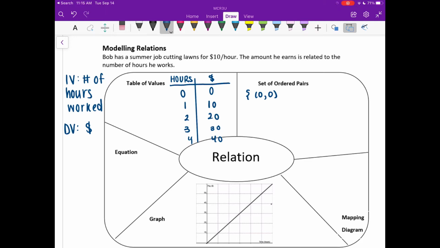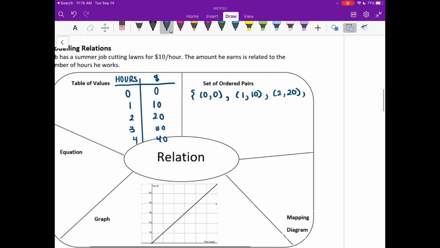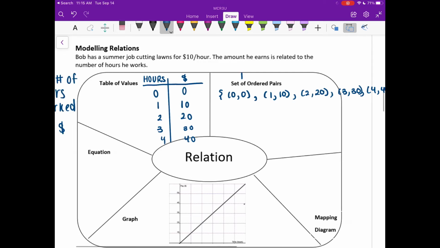Then we're going to draw our set of ordered pairs. Our set of ordered pairs is just the coordinates. So we ask, what's x and y? 0, 0. Then we have 1 and 10. Then we have 2 and 20, and then 3 and 30. Just the x and y's from the table of values, put into a set of coordinate pairs, so that if I wanted to graph this, I have the points that I need. I make sure I put the squiggly brackets at the front and the end to indicate that it's a set of ordered pairs.